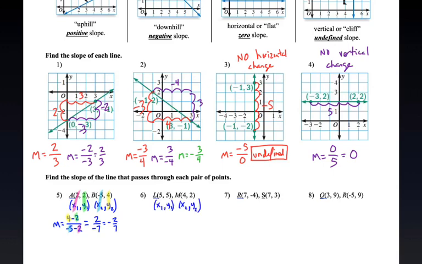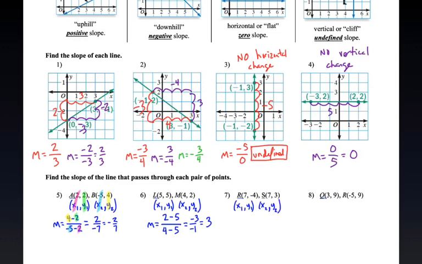The next one, I'm still going to use the same pattern, x1, y1, x2, y2, but now it's y2, which is 2, minus y1, which is 5, divided by x2, which is 4, minus x1, which is 5. Simplify. 2 minus 5 is negative 3. 4 minus 5 is negative 1. I can simplify this further. Negative 3 over negative 1 becomes positive 3.